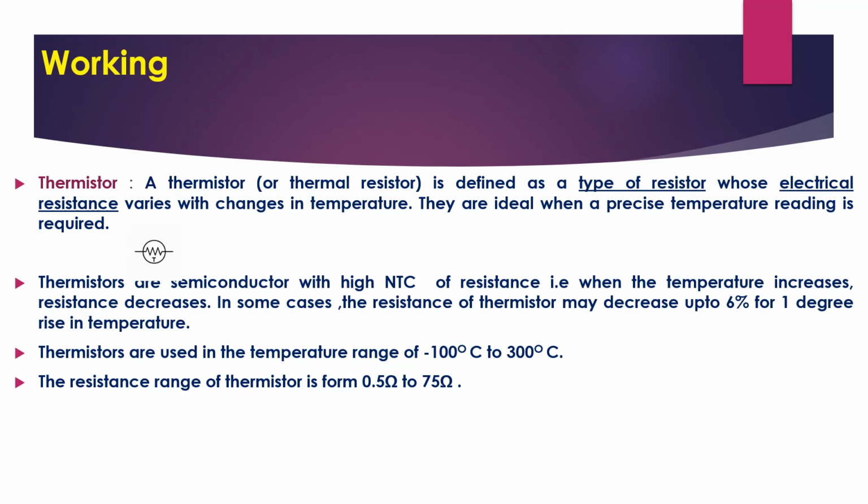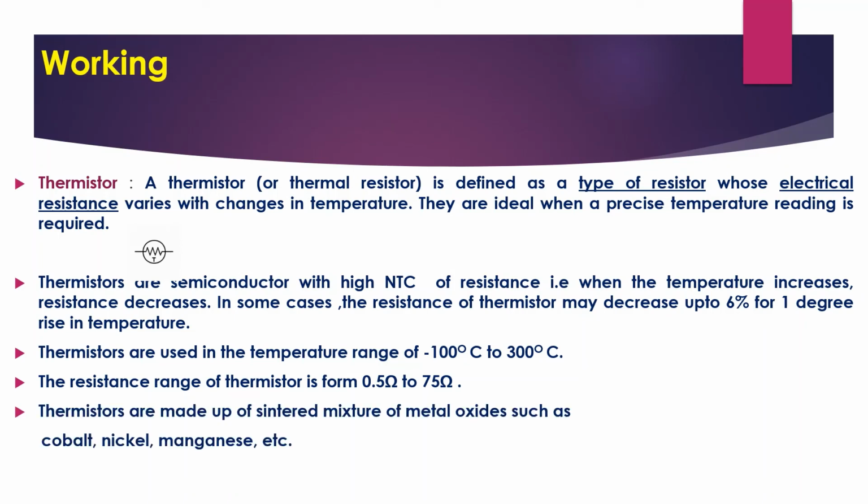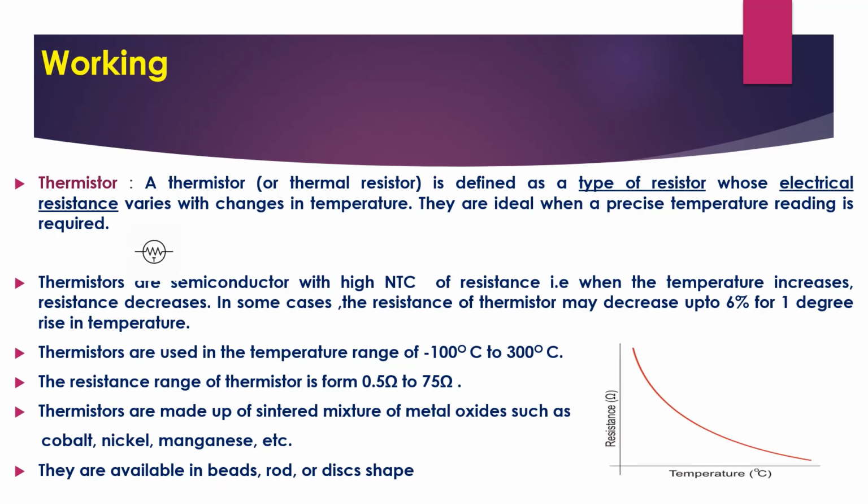There is a mistake, 75 megaohm. So there is a large variation in the value of resistance. And thermistors are made up of sintered mixtures of metal oxides such as cobalt, nickel, manganese, etc. On the right hand side, what you can see is that, of course, they are available in bead shape, rod shape, or disc shape.